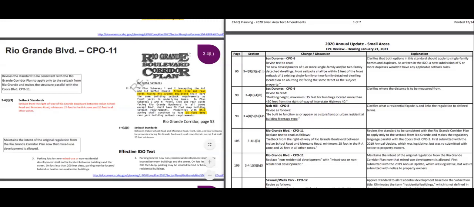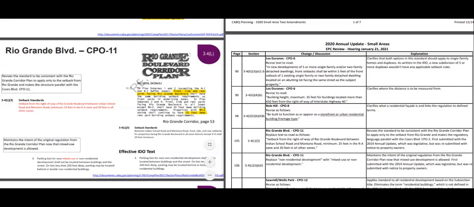The next change is to the Sawmill Wells Park area. This is CPO 12. The first change we have here is to subsection 34M5B8, and it would be revised to read street-facing facades over 35 feet long must be designed to appear as a collection of smaller buildings. So that's shown right here.